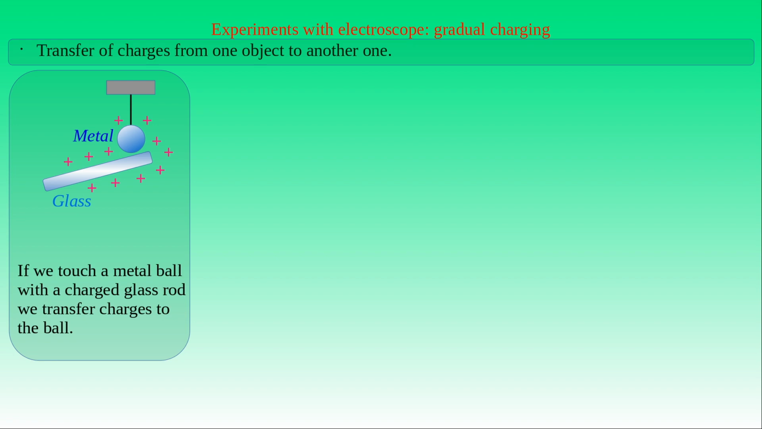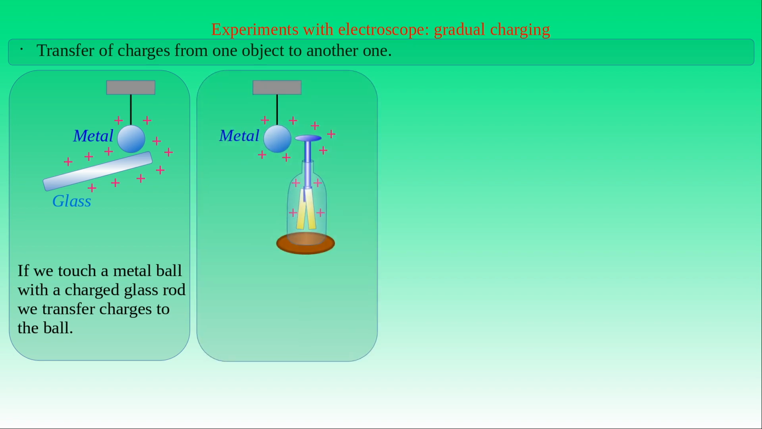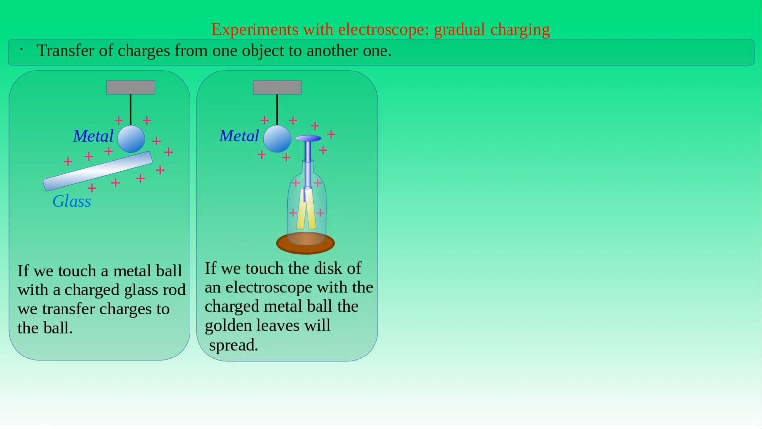This charge transfer can be demonstrated, if we bring the metal ball into contact with the charging plate of an electroscope. We will see that the gold leaves of the electroscope diverge. Since some charge is transferred from the metal ball to the electroscope, the ball lost that amount of charge.